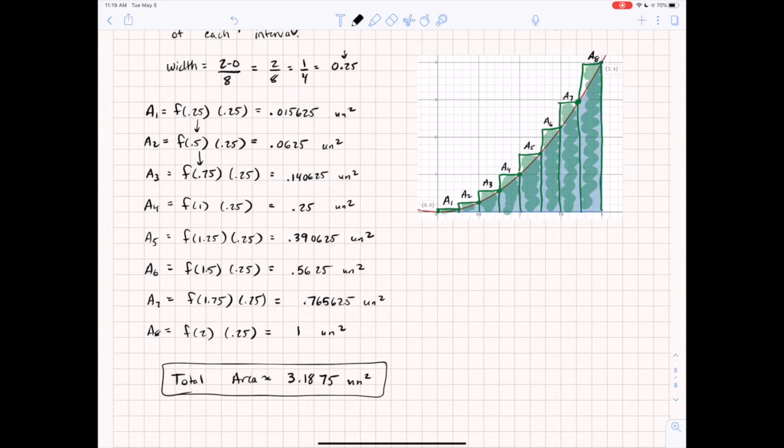Now you can see how the work is very, very tedious. And so we want to try and come up with a faster approach to this. That faster approach is, if you're paying close attention to the pattern, there is essentially a formula for this. Now this method again is called right endpoint rectangles.